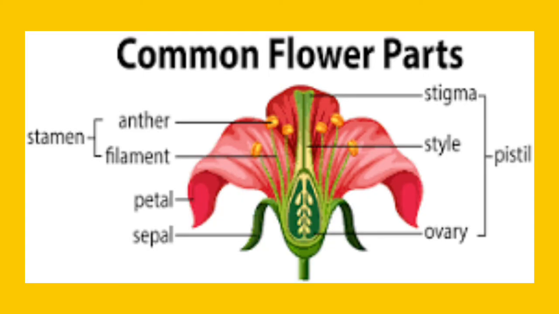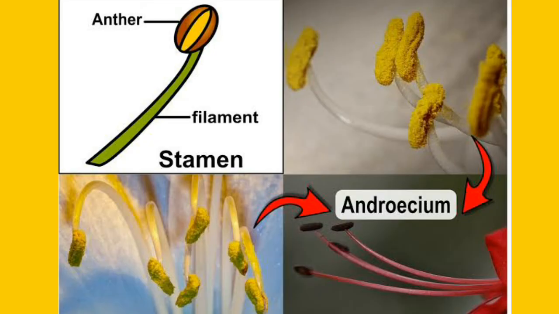The third whorl is called the androecium, which is made of 1 or more stamens. Each stamen consists of an anther with a slender stalk-like filament connecting the anther to the rest of the flower. The anther contains the pollen grains, which contain the male reproductive cells. The androecium is the male part of the flower.